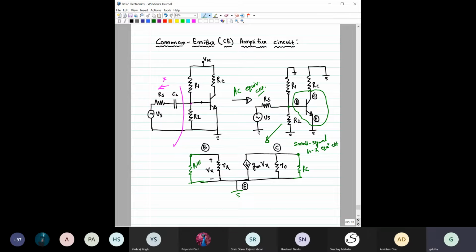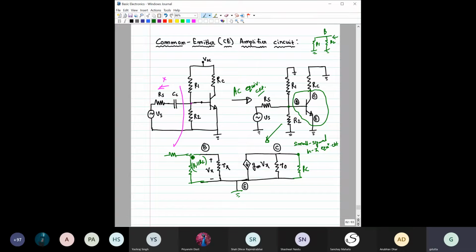So you know that they are in parallel, right? If you look from here, it is R1 and it is R2, and this base terminal. These both are grounded. So the equivalent resistance, if you look from here, is R1 parallel R2. And with this base terminal, you can see this RS has been connected.